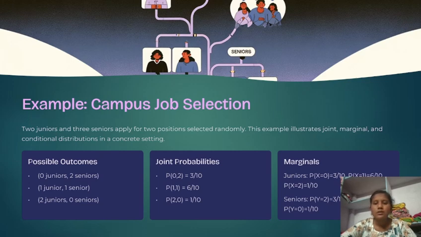Here, for the marginal, if juniors are 0, P of x equal to 0 is equal to 3 by 10, P of x equal to 1 is equal to 6 by 10, and P of x equal to 2 is equal to 1 by 10.